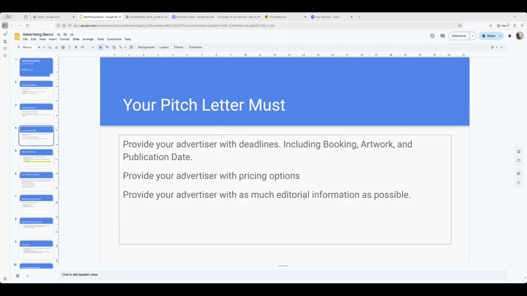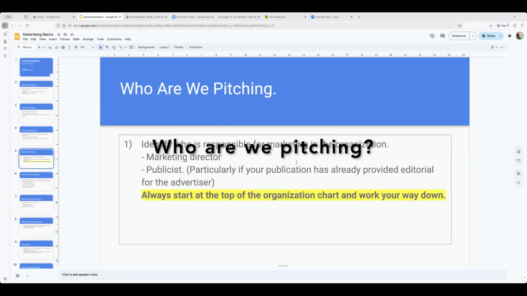Okay, so now we'll move on to who we're pitching. And this is just sort of a crash course in who we are pitching. I want to make sure that people understand it's going to be different for every organization. And so part of the upfront research you do, once you identify somebody who's going to be a good prospect for advertising, is to identify in that organization who's responsible for the marketing.